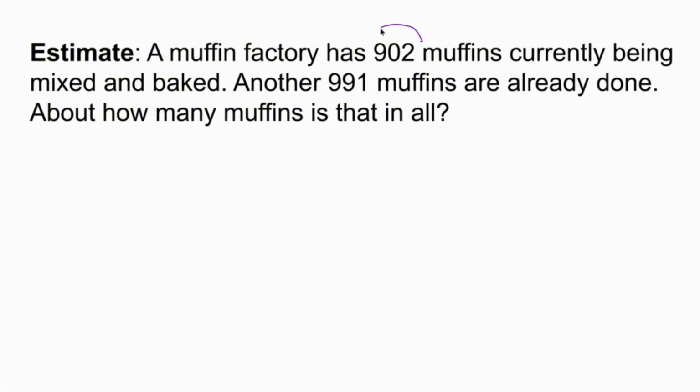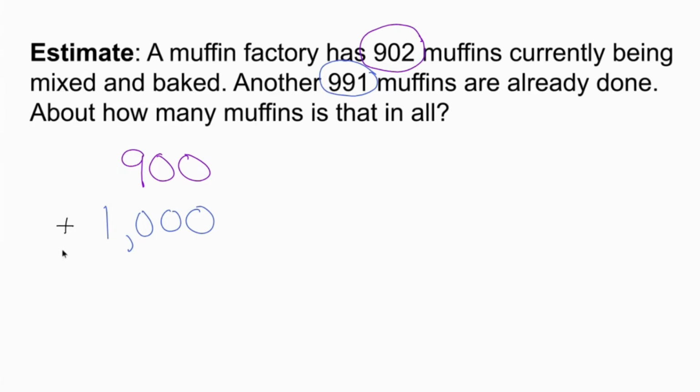So I'm looking at that number 902. Now, estimating that, I'm going to think, all right, well, 902 is almost 900. So I'm going to estimate it to be 900. I'm going to estimate 991 to be about 1,000. So what I want to do is add 900 to 1,000.